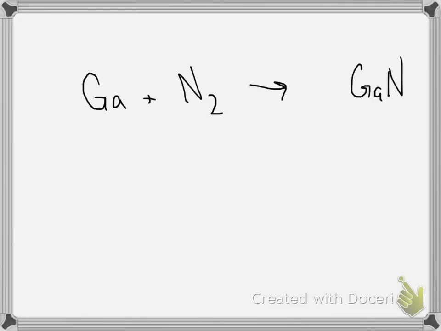In the following example, I'm going to show you how to go about balancing a chemical equation. So in this example, I have gallium, Ga, plus nitrogen, N2, and it's going to react to form gallium nitride, GaN. There are 5 steps to balancing a chemical reaction.